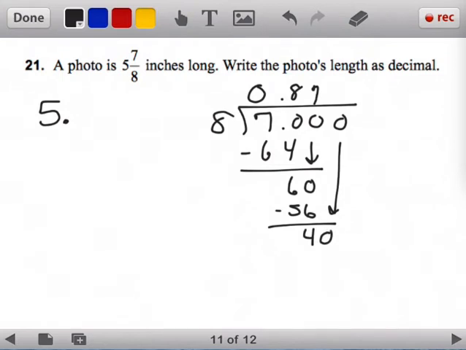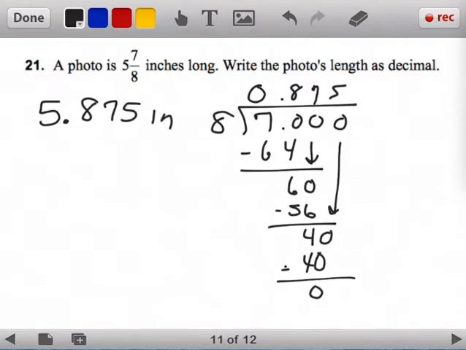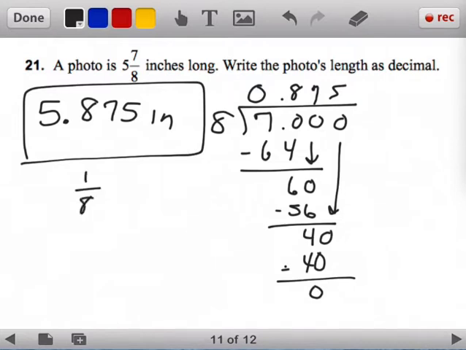One thing about this eighths family is that we could probably learn them. There are probably some fractions and decimal equivalents that would be very useful to know. So our 7/8, our fraction piece, is 875 thousandths. We already know our whole number piece is 5, so it's 5 and 875 thousandths of an inch. Okay, that's how long the photo is. So these eighths and 7/8 aren't bad decimals to know, to have memorized.